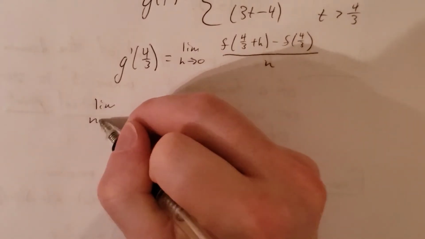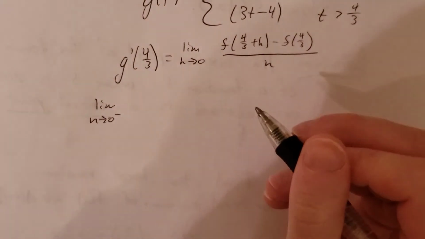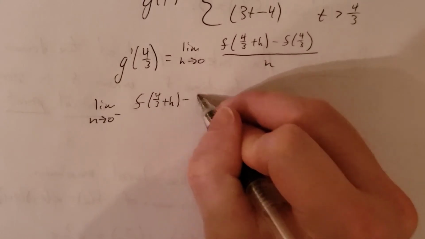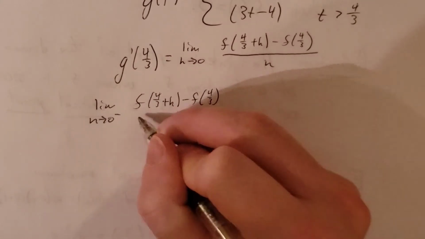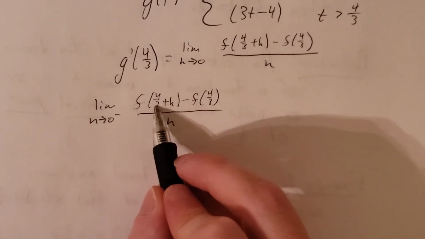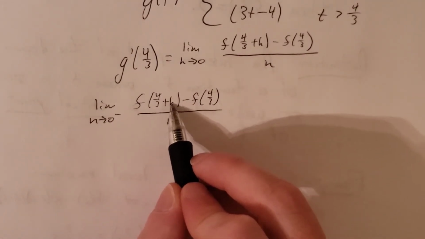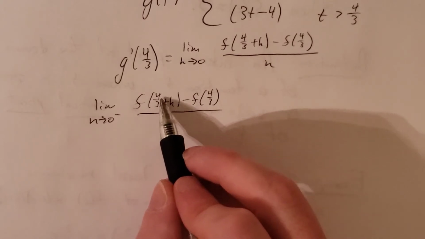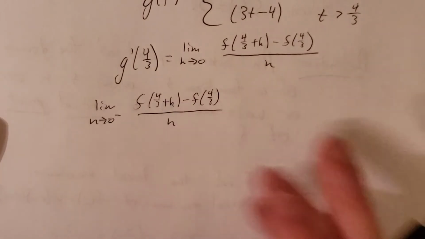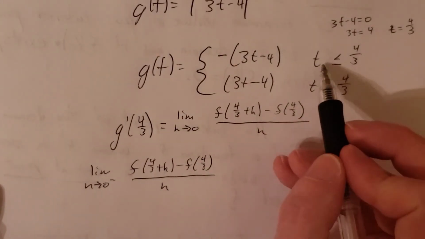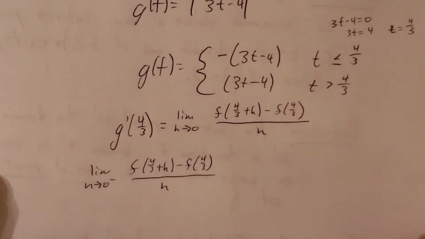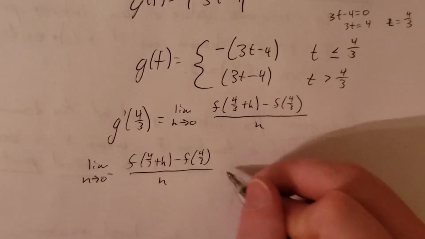So let's find the limit as h goes to 0 from the left of f of 4/3 plus h minus f of 4/3 all over h. If h is just under 0, that tells us 4/3 plus a negative value. This means that our t value in here is just under 4/3. If that is the case, that means we use this function. So let's use that function.